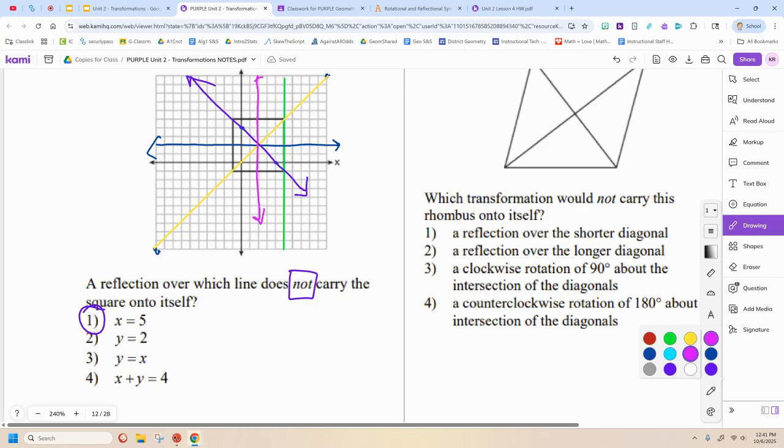Four. So I didn't ask it well. Is there a fourth line of reflection here? Oh, yeah. So it's the vertical one, right? It's the line x equals 2.